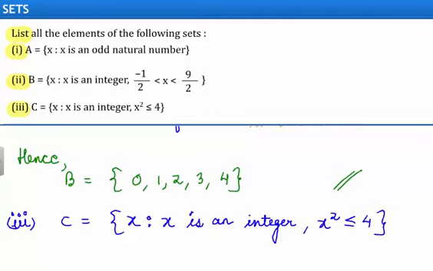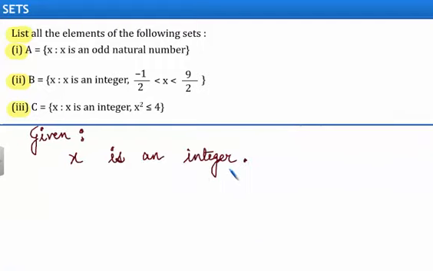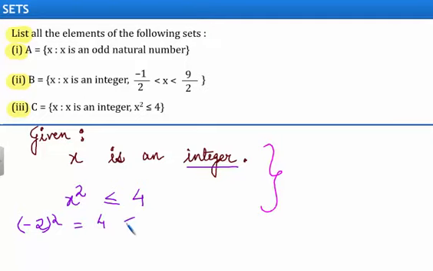In the third part, we are given a set C which is equal to x is such that x is an integer and x square is less than or equal to 4. It is given that x is an integer, also x square is less than or equal to 4. Let us now find the values of x for which these two conditions are satisfied. Now, minus 2 whole square is equal to 4. So this is less than or equal to 4. Then minus 1 whole square is equal to 1. So this is also less than or equal to 4. So this condition is satisfied.